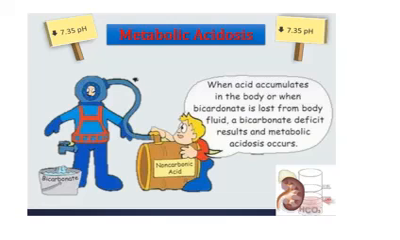All of you have by now known what metabolic acidosis is. Metabolic acidosis is when acid accumulates in the body and the bicarbonate is used up. There is a bicarbonate deficit and this results in what is known as metabolic acidosis. The pH decreases below 7.35.